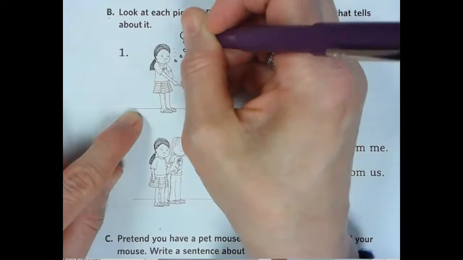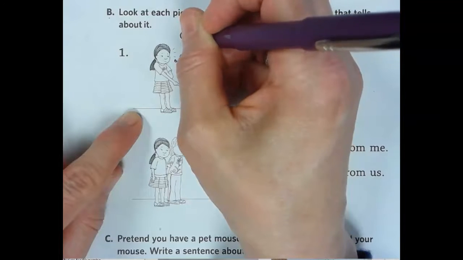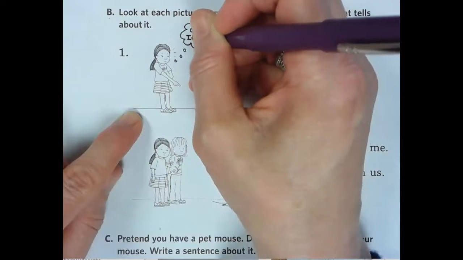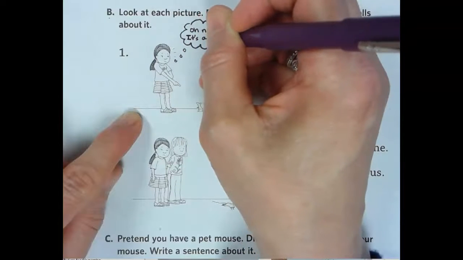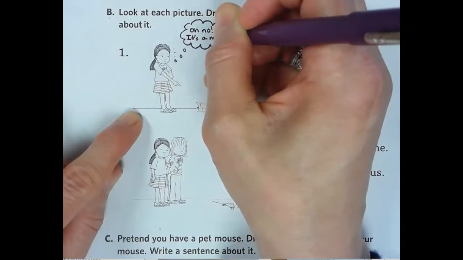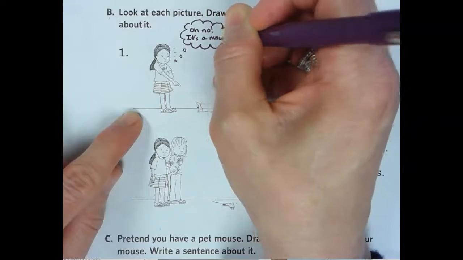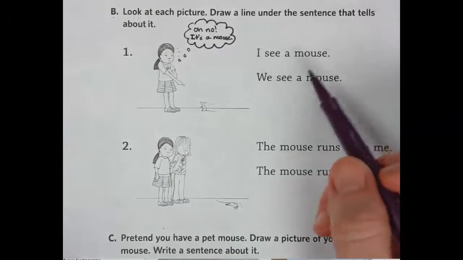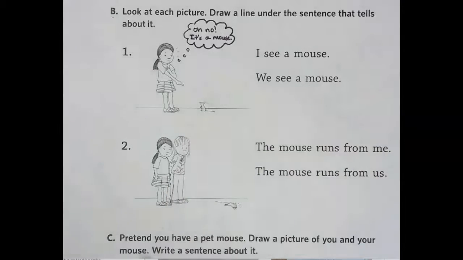Exclamation point. It's a mouse. And she's not wanting to say it out loud. Maybe she doesn't want it to run away or run up her leg. All right, let's see what sentence makes the most sense with this picture.